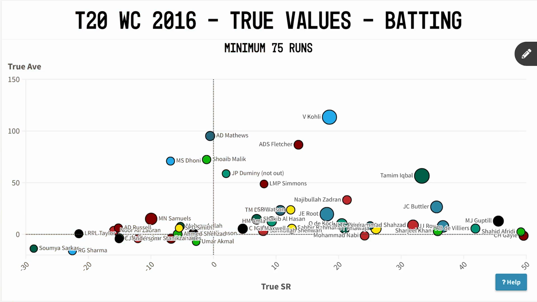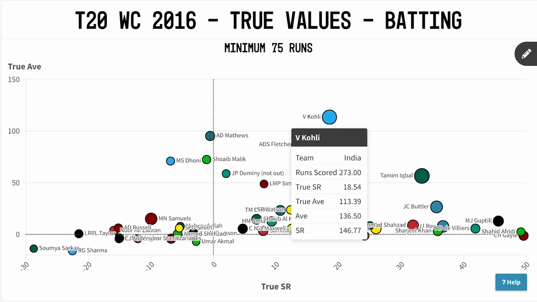And other than ruining our chart, 2016 was Kohli's World Cup. And our advanced numbers support that. He had a true average of 113 and a true strike rate of 19. Not as many runs as the 2014 season, but you'd have to say that he had a greater impact on his team than he did in the previous World Cup. That increase in true strike rate by a little bit was very valuable.